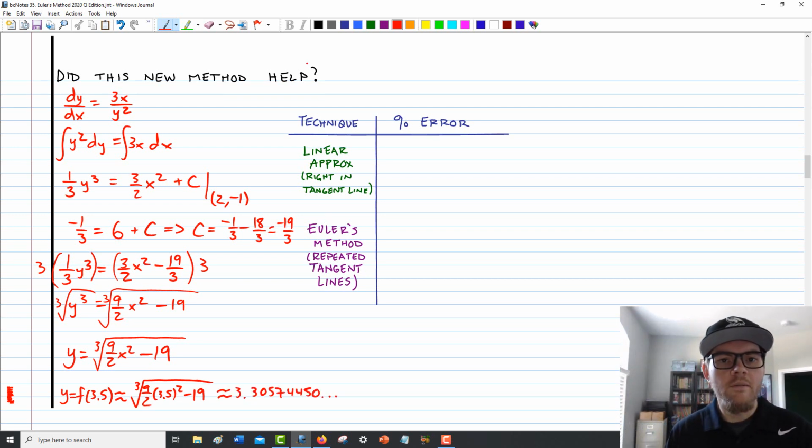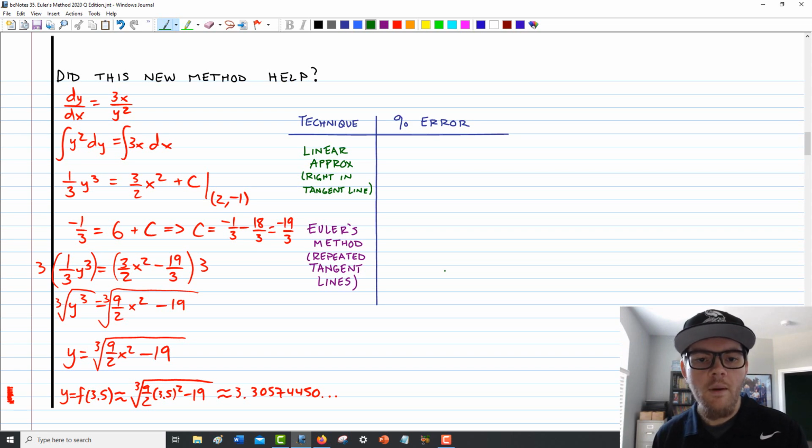Okay, I returned at this point. So our question is accuracy. How accurate have we been? Did the extra work of Euler's method give us a better approximation of our answer than linear approximation would have? Well, let's go back and do some quick remembering.